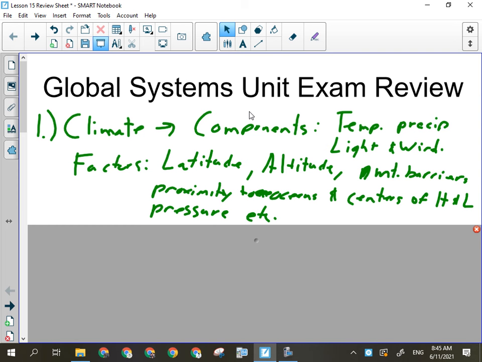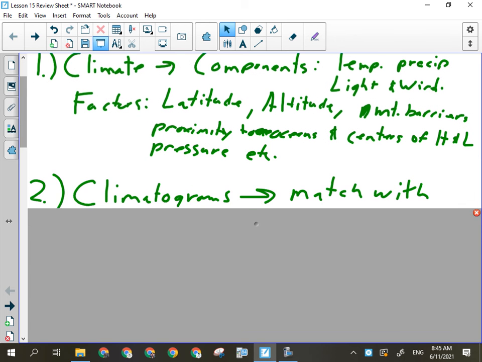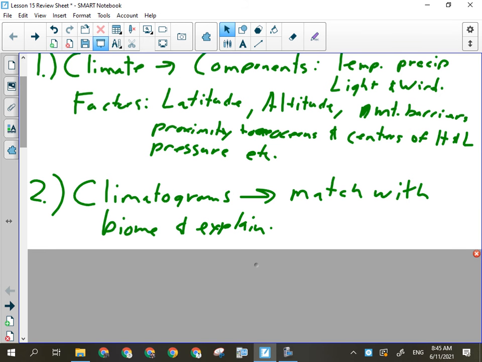All right, questions there? Climatograms. We talked about this day before yesterday. You are going to be asked to match a climatogram with a biome and explain.